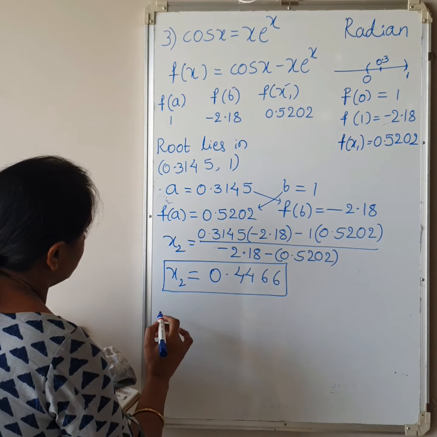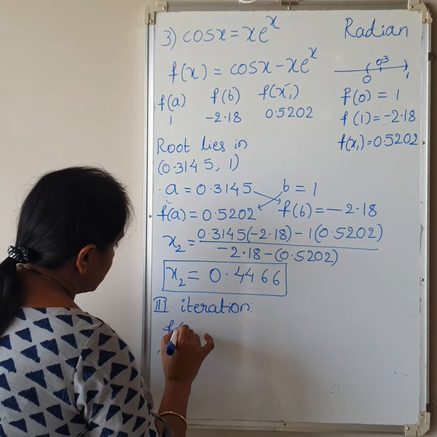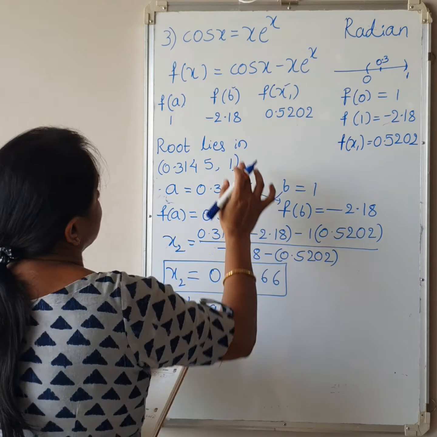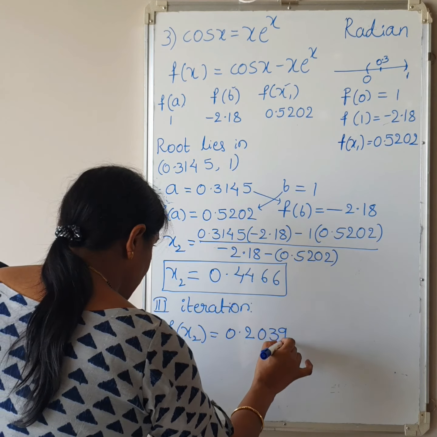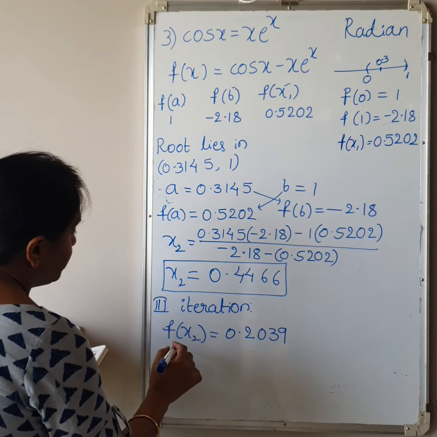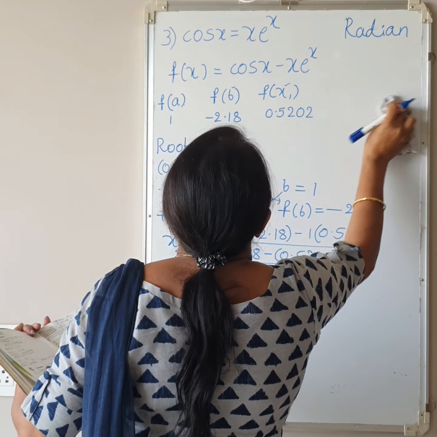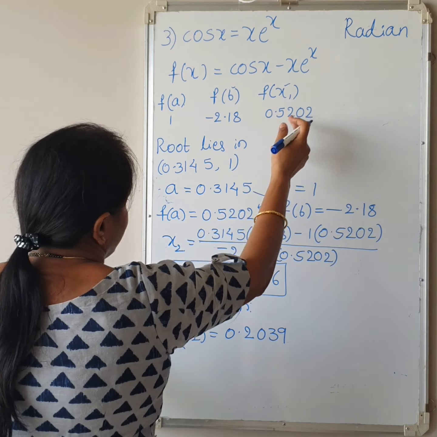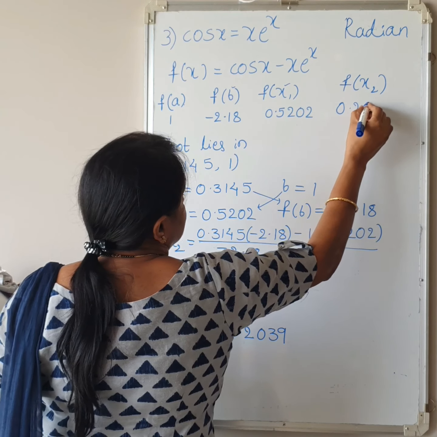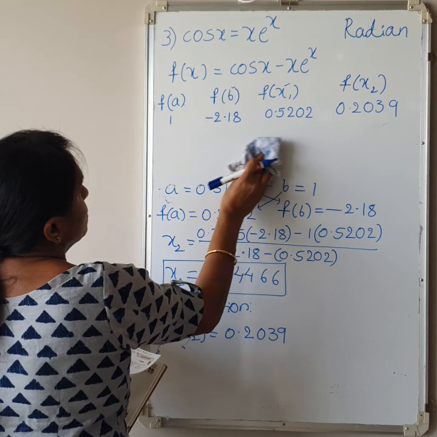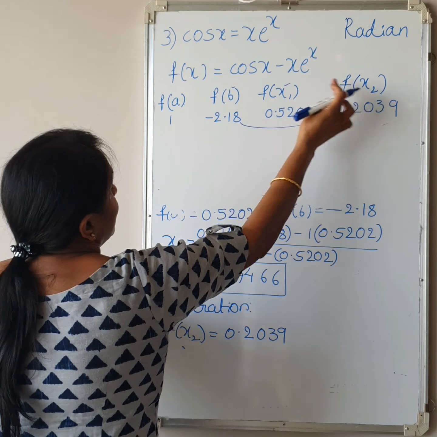Second iteration done. Now we'll take the third iteration. For taking the third iteration, first we'll find out f of x2. Just substitute x2 is equal to 0.4466 in the given equation. So f of x2 is 0.2039. You also check the answer, 0.2039. Now f of a is 1, f of b is minus 2.18, f of x1 is 0.5202, f of x2 is 0.2039. So we have to take one positive, one negative. This is positive and you can't take this, so we have to take this one. Root lies in the interval x2 and b.